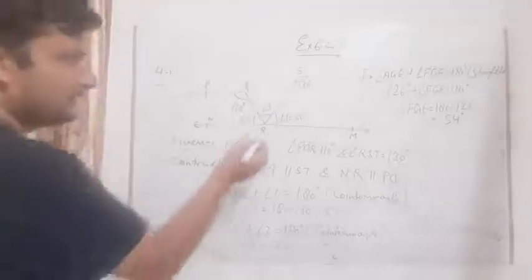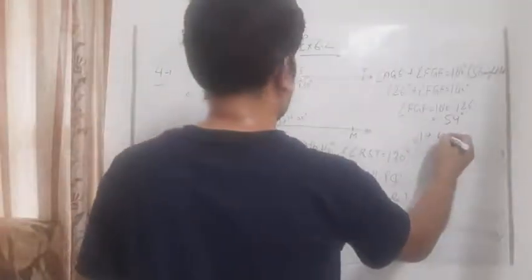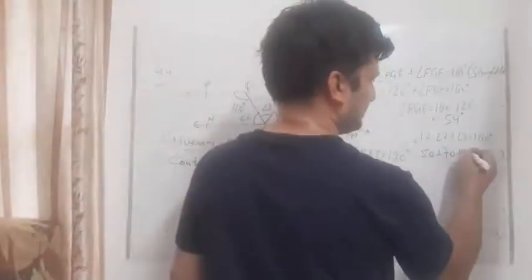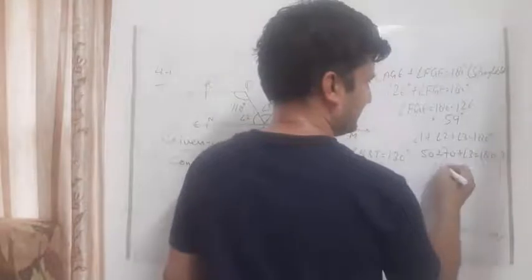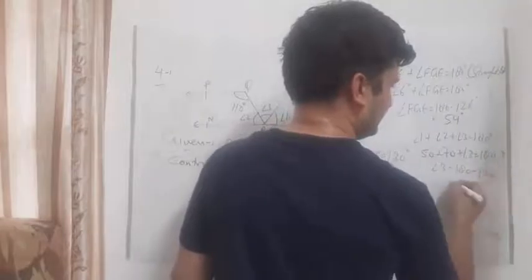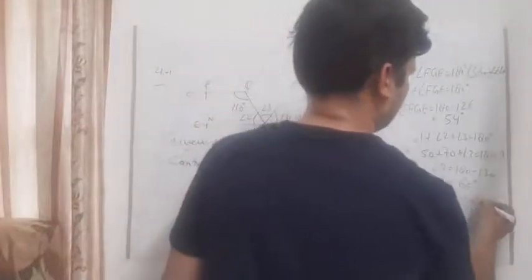How can we find it? Look here. This is a straight line. So the sum of these three angles should be 180 degrees. So angle 1 plus angle 2 plus angle 3 is equal to 180 degrees, because these form a straight line. Angle 1 we have found, 50 degrees. Angle 2 is 70 degrees, plus angle 3 is equal to 180 degrees. So students, angle 3 is equal to 180 minus 70 plus 50, that is 120, so 60 degrees. So angle QRS is equal to 60 degrees.